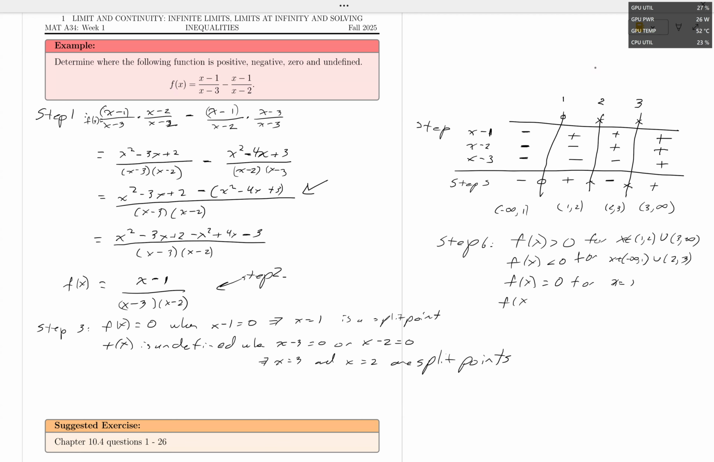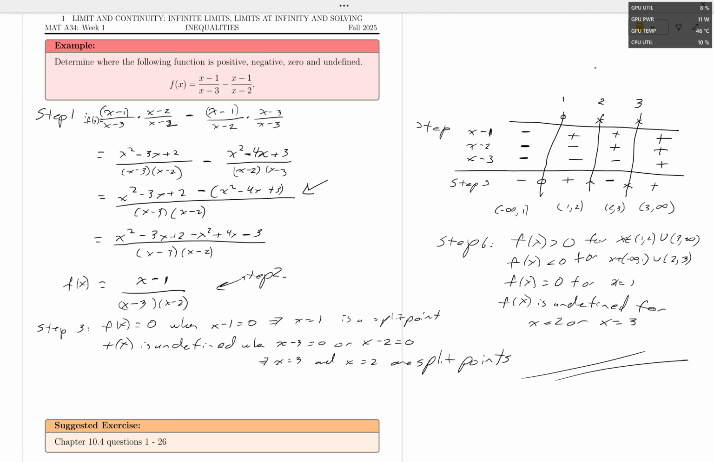Now, f of x is undefined for x equaling 2 or x equaling 3. Something like this is highly likely to show up on your quiz next week, where you're given some sort of function and you're asked to determine where is the function positive, where is the function negative, where is it undefined, and where is it equaling 0.